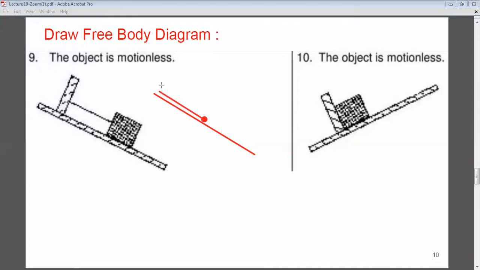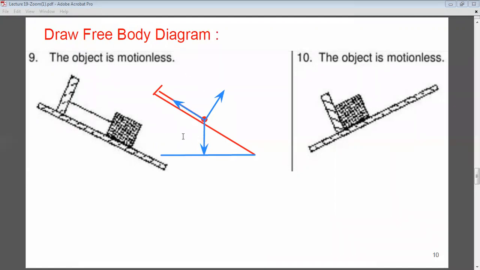Okay, what are the forces acting on this object? First is the weight. First is the weight perpendicular to the ground. So I better draw the ground. Okay, so this is the ground. Then I draw my weight until it reaches the ground perpendicular. So this is the weight. There is a surface, so there is normal. And there is a spring, so there is tension.